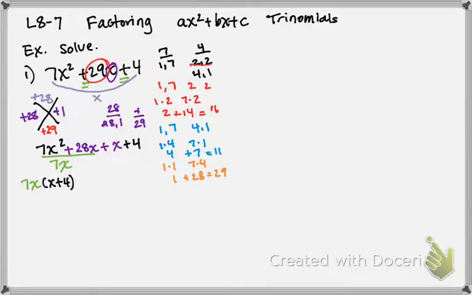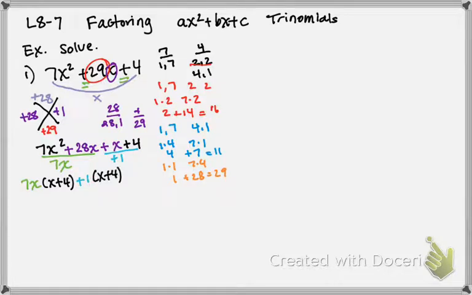And then the next one, you're going to say, you know what, they don't have anything in common. And I'm going to say, actually, that's not true. Everything has 1 in common. So when all else fails, pull out a 1. You pull out a 1, and you get x plus 4.